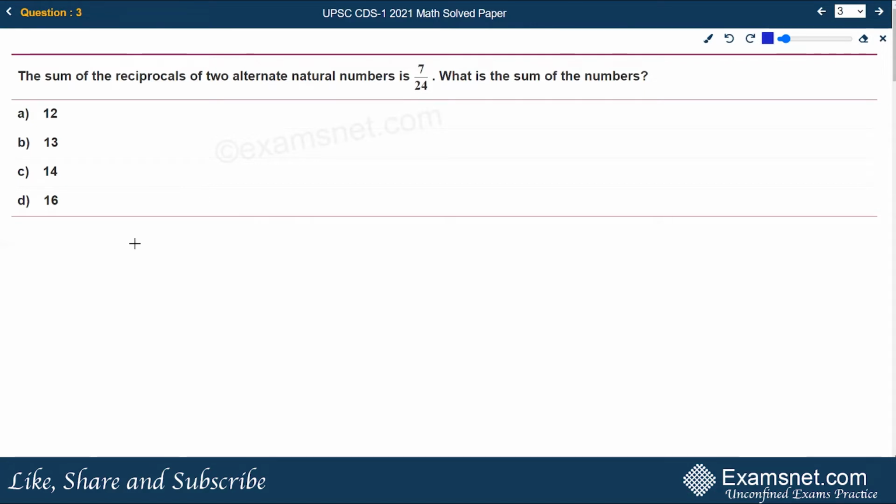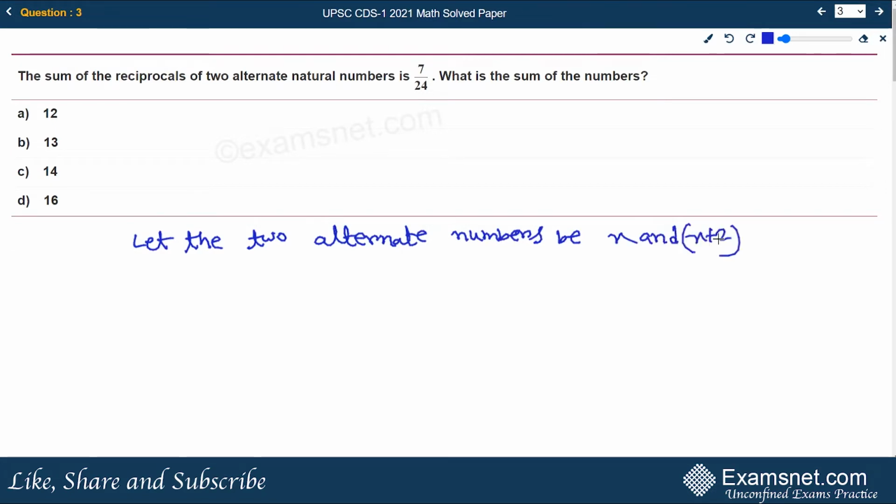So let the two alternate numbers be x and x plus 2. Okay, now we know the reciprocal. So the reciprocal of x is 1 by x, the reciprocal of x plus 2 is 1 by x plus 2. The sum of these two is 7 by 24. Okay, now let's do the further calculation.